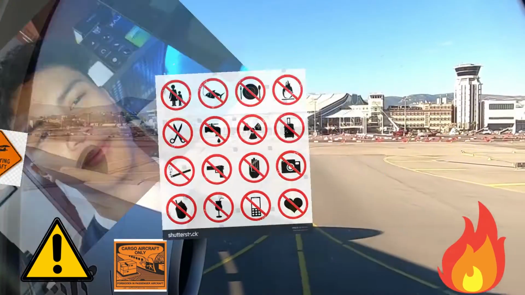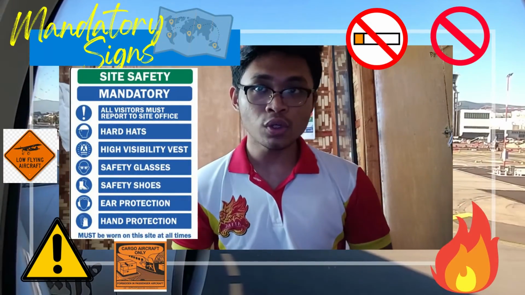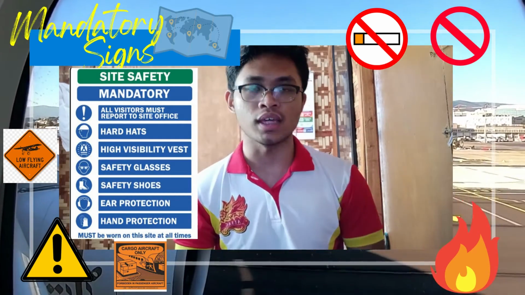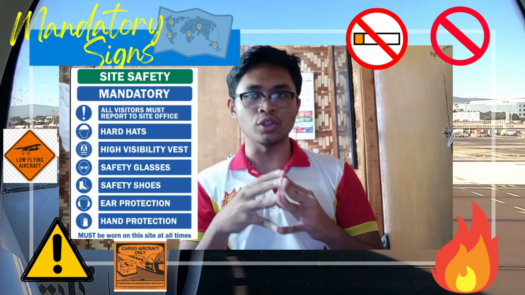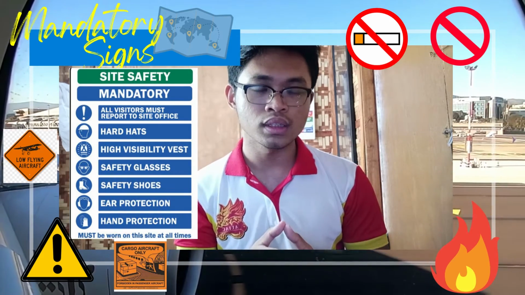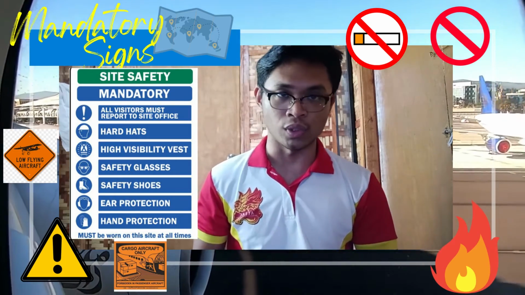Now, mandatory signs are blue in color and generally give positive instruction. They would often tell you what to do rather than what not to do. Here are the examples of mandatory signs.